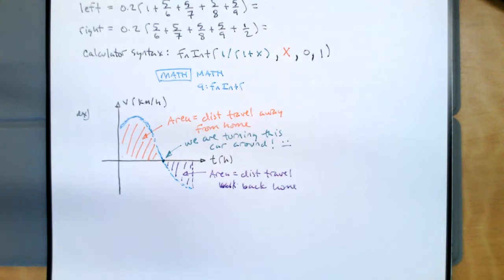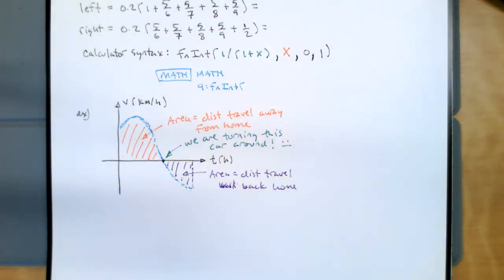So that's what's going on. That red area would be how far we are from home when we turn around. The purple area is how much we've headed back. So here are positive velocities taking us away from home. Here are negative velocities taking us towards home. The area tells us by how much.